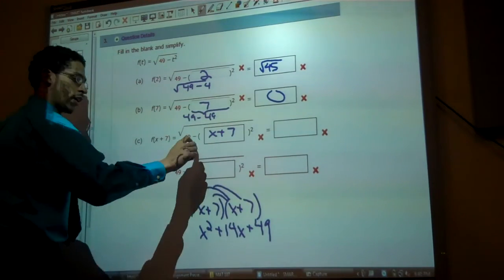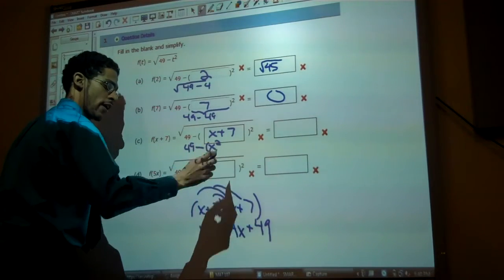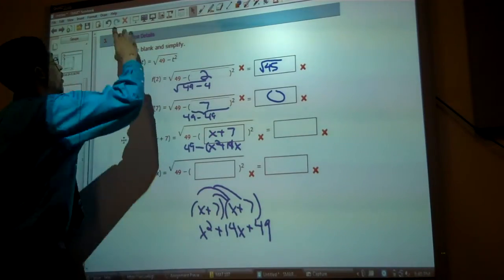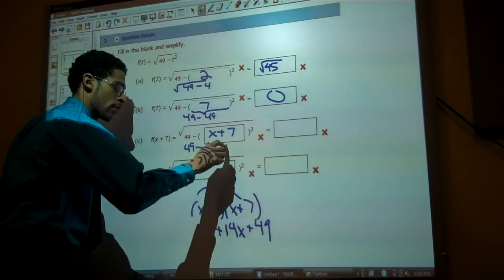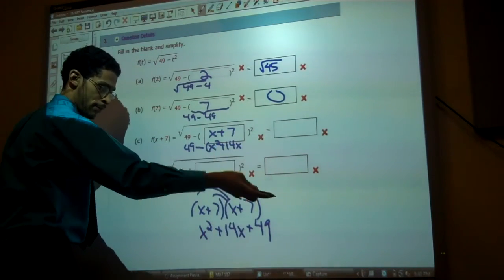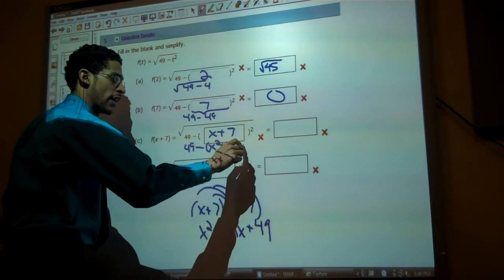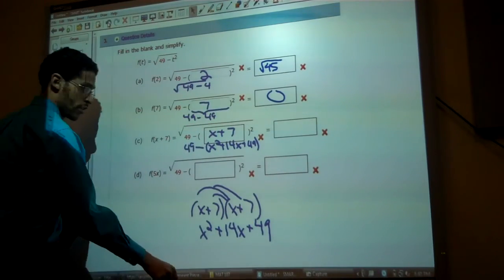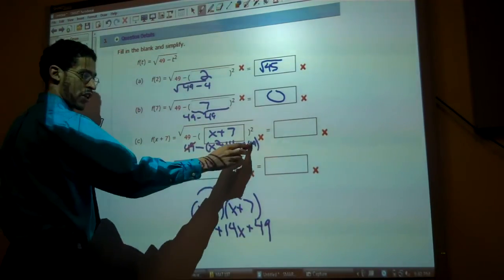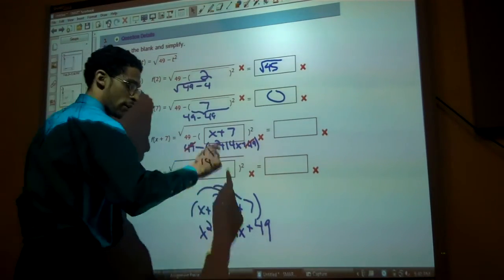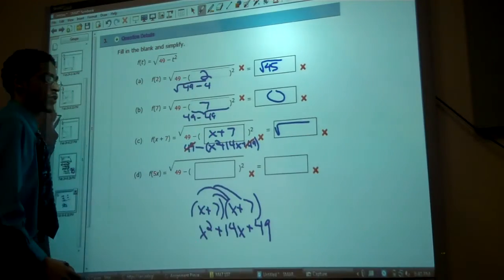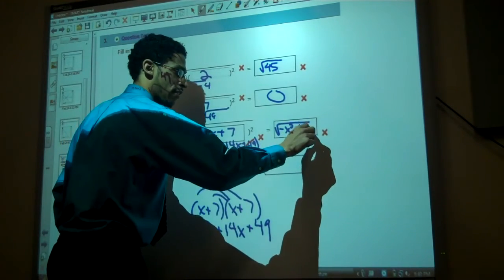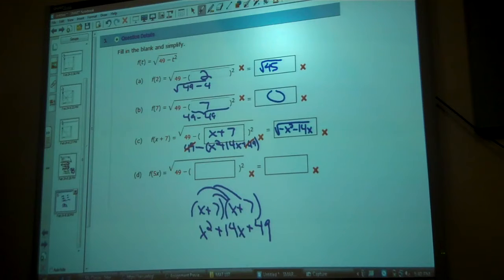And if that's taking the place of this thing, x squared plus 14x, plus 49. What happens is the 49s should cancel. And I would say what they're looking for here is the square root of negative x squared minus 14x. We'll see. We'll type it in and see if it gives us a check or not.